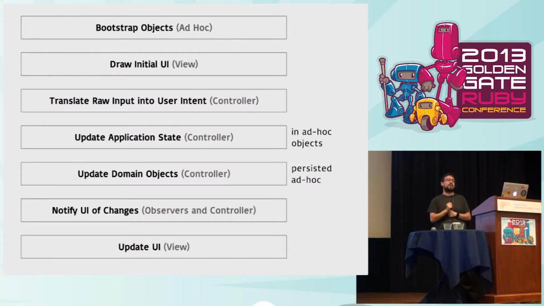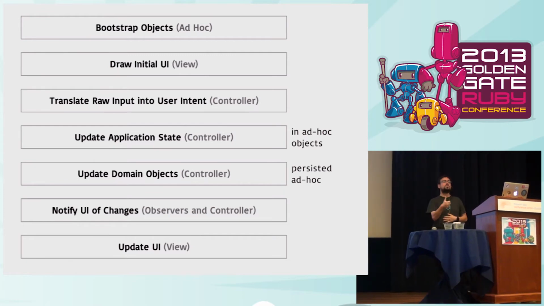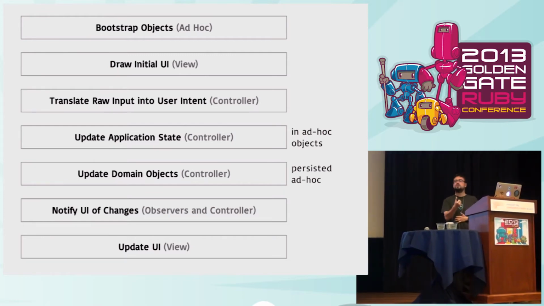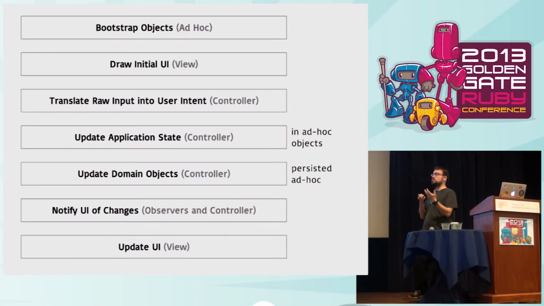And you're going to see a pattern here with MVC. The next four things are controller, right? Update application state, the controller. Update domain objects, the controller. Notify UI of changes, either observers if you're lucky and it's very simple, or the controller. And then update the UI, the view. So we basically have a few objects, but the controller is doing a lot of stuff. The controller is doing many, many things. Also important to note, application state and domain objects are being managed by ad hoc objects, and there is no clear answer in the system for how they're supposed to work.